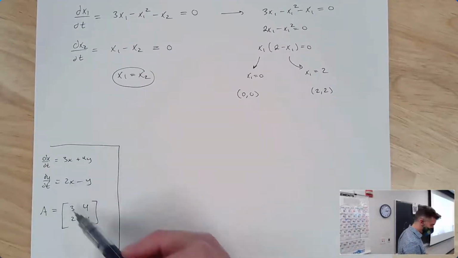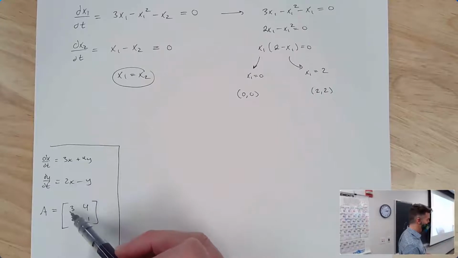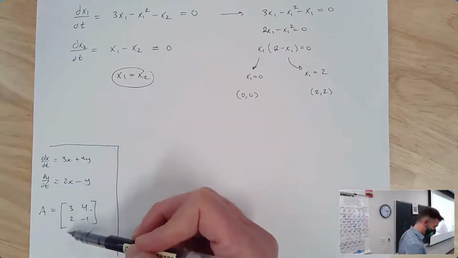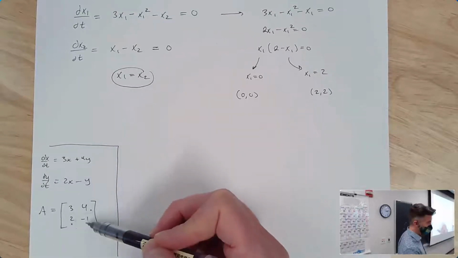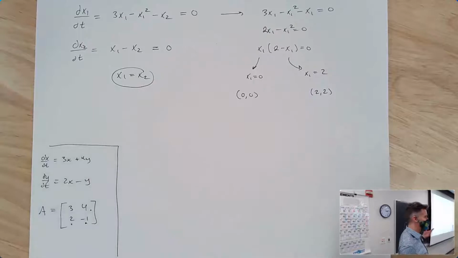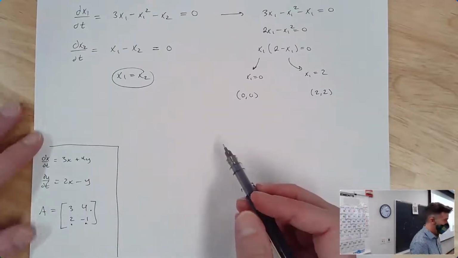You're finding the partial of the first equation with respect to x, which is 3, the partial of the first equation with respect to y, which is 4, the partial of the second with respect to x, which is 2, and the partial of the second with respect to y, which is negative 1. So you're already finding those partials to find this matrix. We just never talk about it that way because it's all linear, so it's just the coefficients. But now we're going to do that for this.